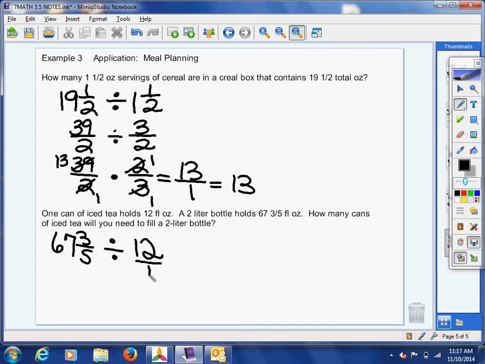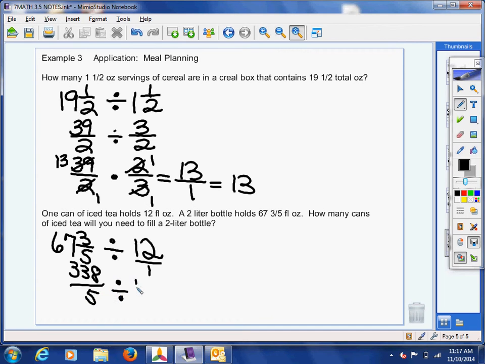And why do you think I put 12 as 12 over 1? Because it's the whole number. Will it be easier to flip when it's already in fraction form? Yeah, that's why I did that. Okay, so off the side of your paper, multiply 5 times 67, then add 3. 338. Can 12 go into 338? I don't think so.